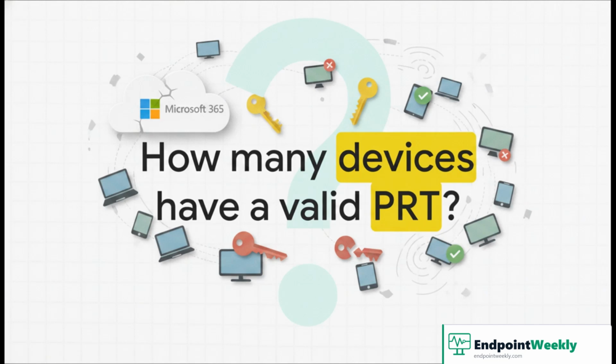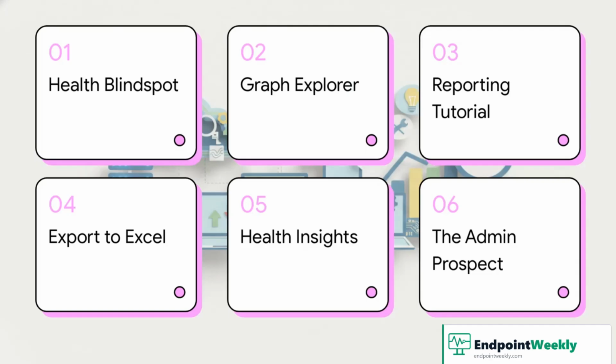You know, you might have deployed a PRT detection script out there via Intune Proactive Remediation, so your devices are running it. But right now, today, do you actually know which ones are broken and exactly who the affected users are? Here is our roadmap for today. We're going to cover the Fleet Health Blind Spot, Enter Graph Explorer, a quick PRT reporting tutorial, exporting to Excel, Fleet Health Insights, and finally, the Admin Prospect.